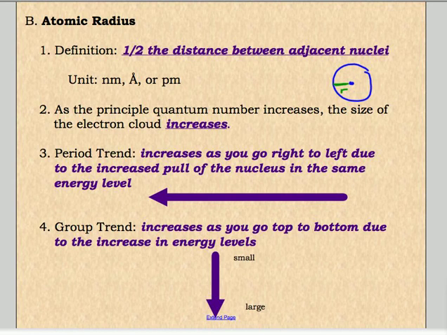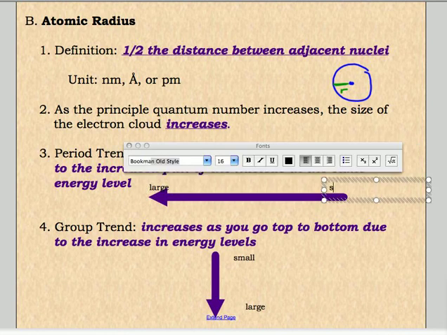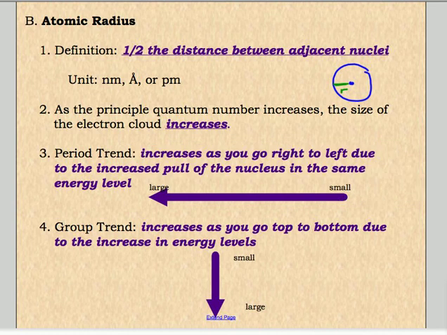When you're looking at the period trend, it's a little harder, and the period trend has to do with that shielding effect. But when you look on the left side, you're actually larger. And when you're on the right side, you're generally smaller. What this has to do with is that as you start on the left here, you have a certain amount of shielding effect. And the whole row has the same shielding effect because you're the same distance from the nucleus. And as you go across, you add more and more: one more electron, one more proton, one more electron, one more proton.